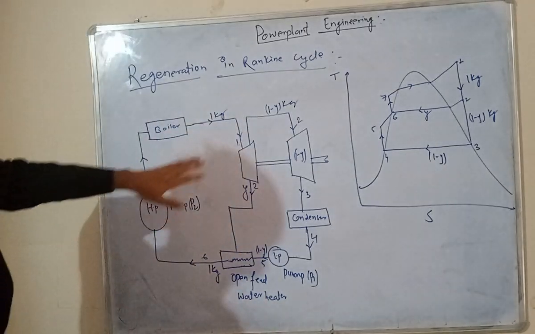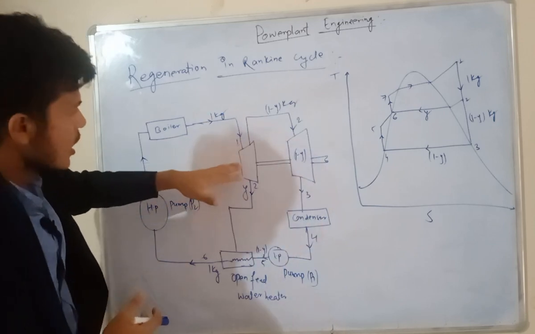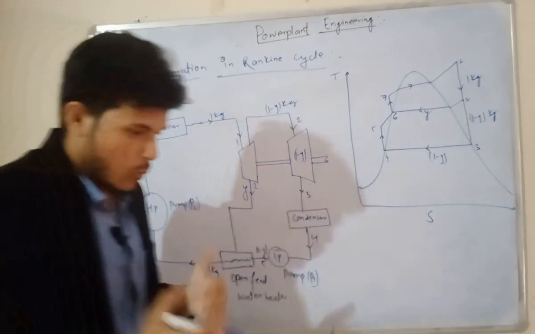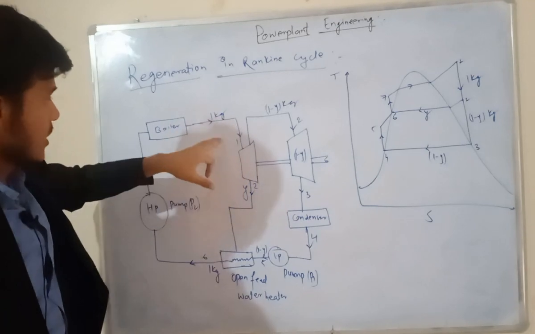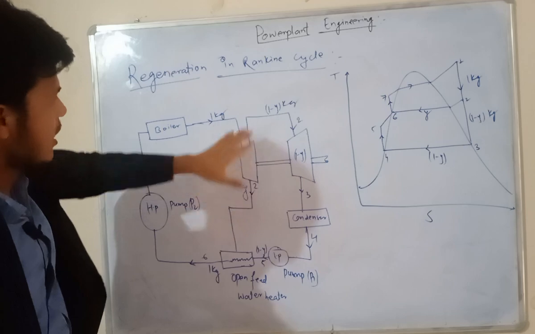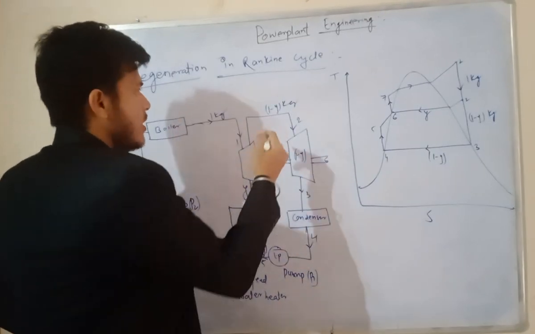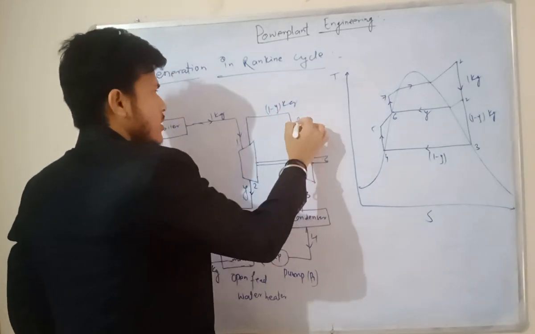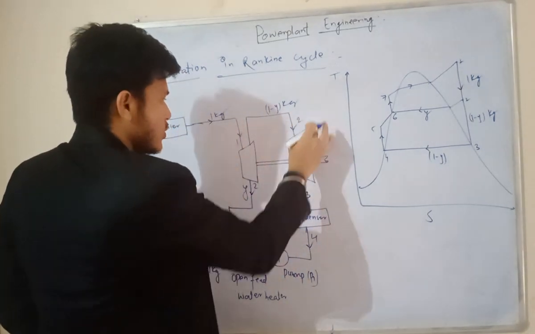Now when 1 kg of steam is entering turbine 1 at this condition, we are extracting a fraction y of the mass of steam from these turbines. If we extract y from 1 kg of steam, how much is remaining? 1 minus y kg of steam is remaining. This 1 minus y kg of steam is expanding in these two turbines, from 2 to 3.